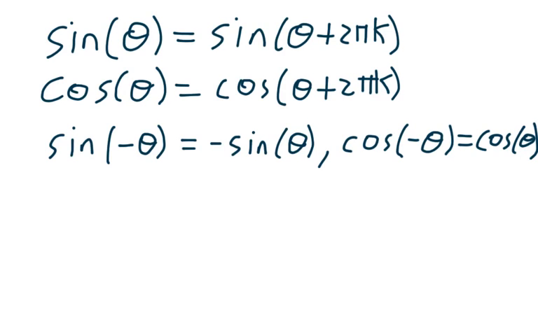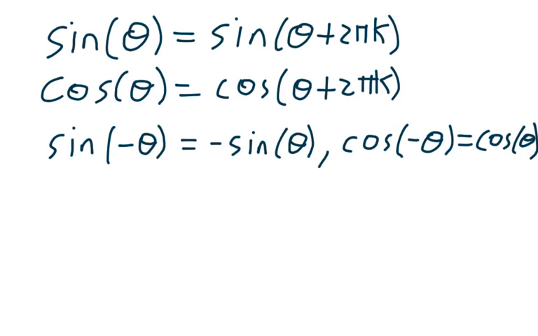Okay, see here, I wrote down some equations from the last video, right? Remember, sine and cosine, both of them are periodic functions, and they both have period 2 pi. And what that tells us is if you take any angle that's in radians and you add 2 pi times any integer, the output is going to stay the same.